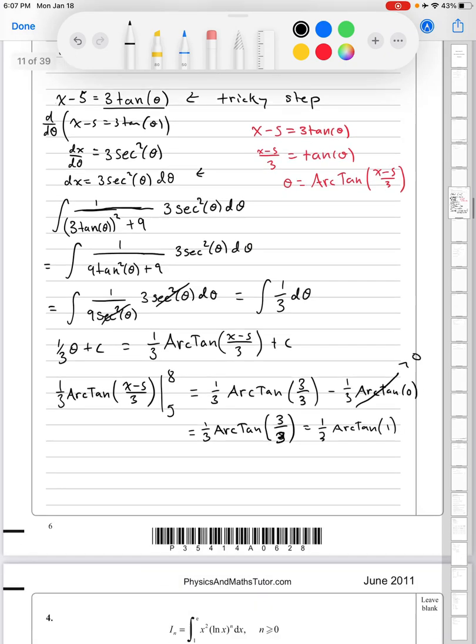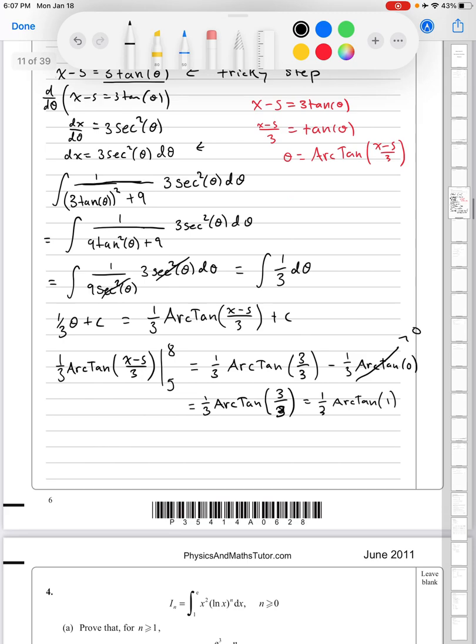And of course the arctan of 1, you can plug this into your calculator if you want, or you can just know it's pi over 4. So you end up with 1/3 times pi over 4, or pi over 12 as our answer, okay?